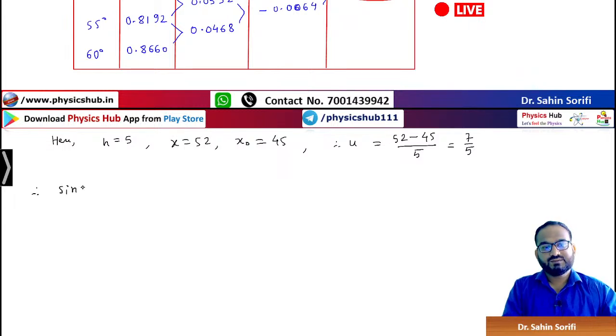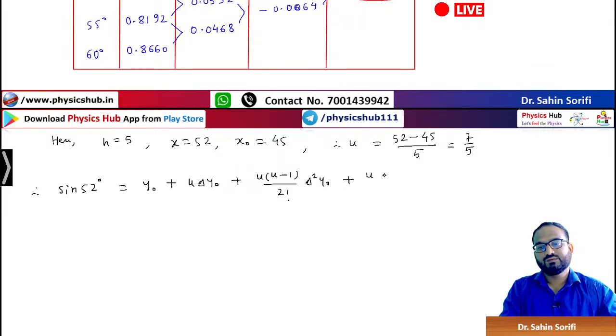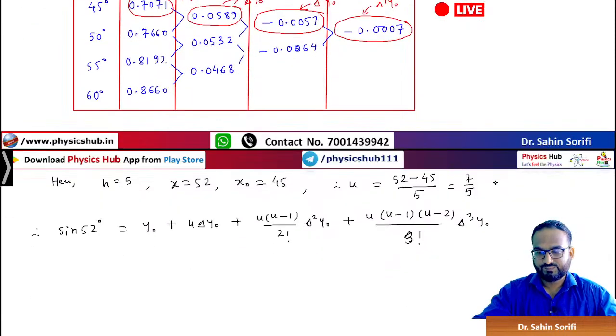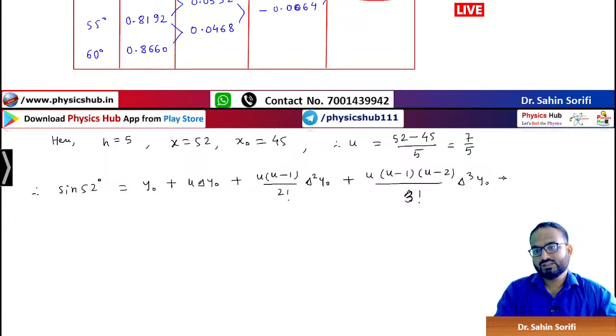Therefore, sin 52 degrees is equal to y0 plus u delta y0 plus u(u minus 1) by 2 factorial delta square y0 plus u(u minus 1)(u minus 2) by 3 factorial delta cube y0. Up to delta cube y0 we have got. So other terms will be 0.